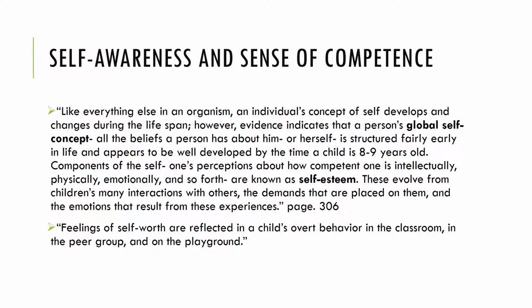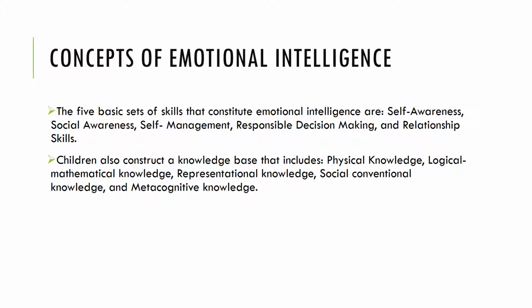Okay, next we're going to be talking about concepts of emotional intelligence. According to the book, there are 5 basic sets of skills that constitute emotional intelligence. So on page 308, there's a green chart at the top, and we're going to go through them. So the first one is self-awareness, and it says the ability to identify your thoughts, feelings, and strengths, understanding and recognizing how thoughts, feelings, and strengths influence your choices and actions.